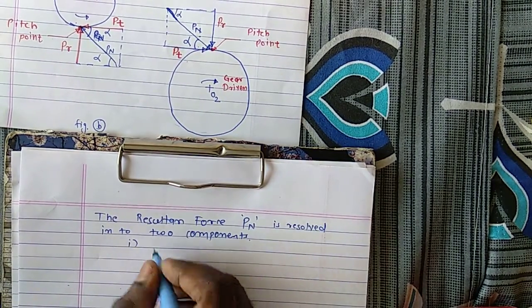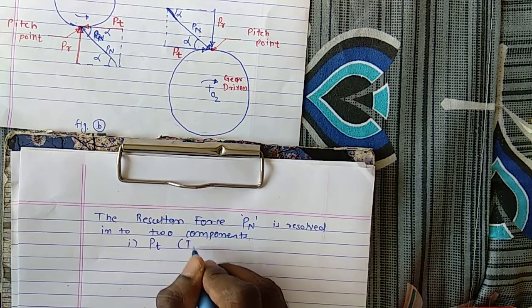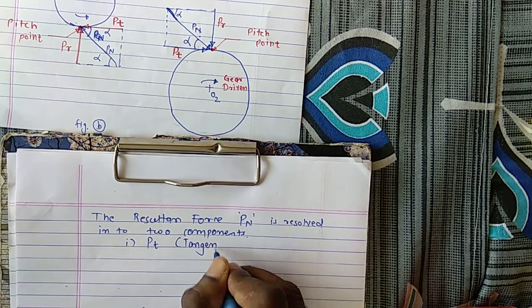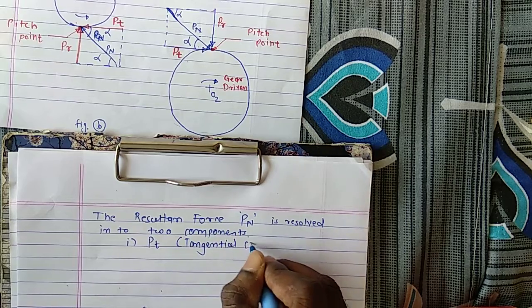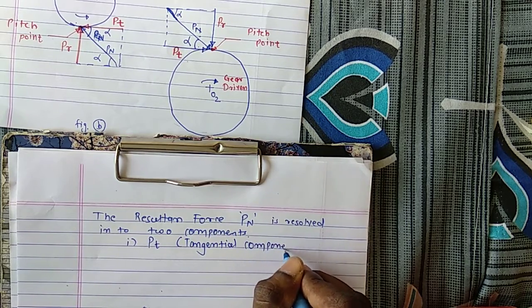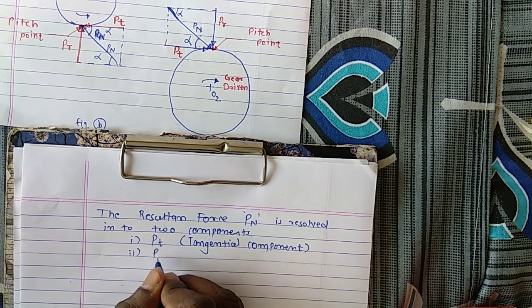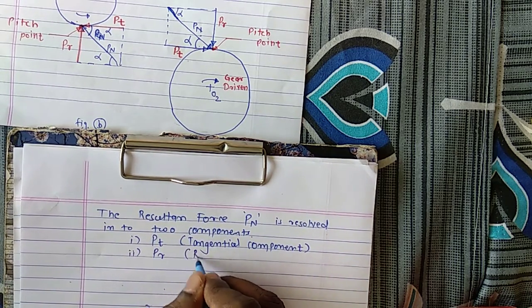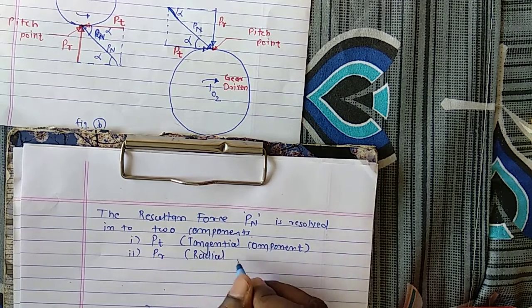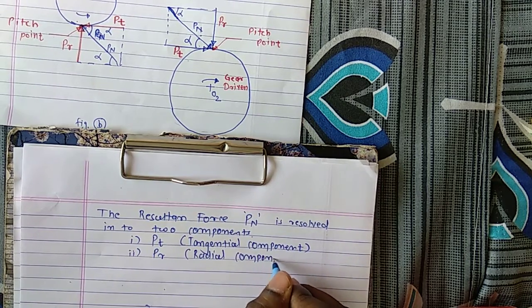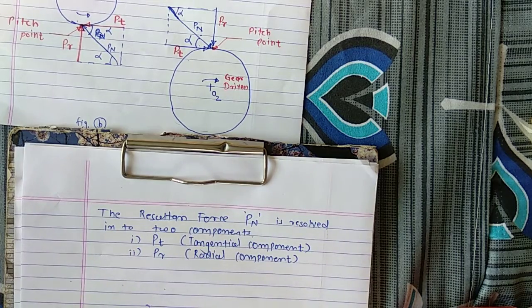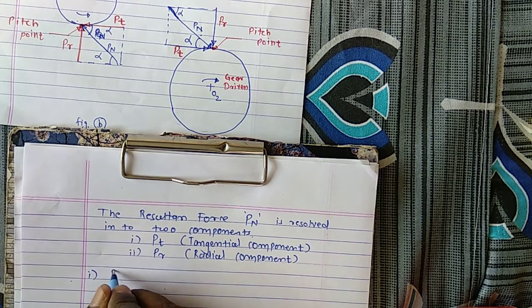So I will write first PT, which is nothing but the tangential component, or it is also called the tangential force, and the second one is PR, which is also called the radial component or radial force. So first we will try to find the equation for the tangential component PT.